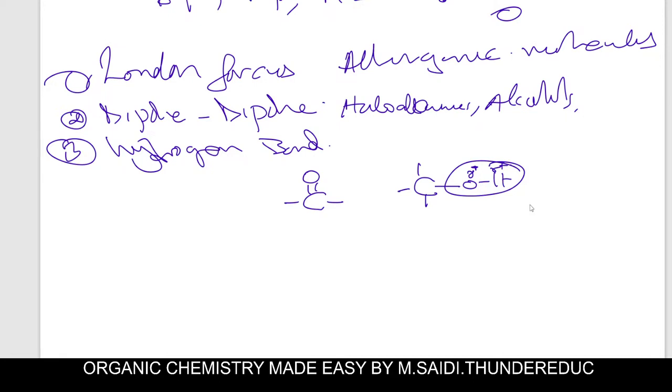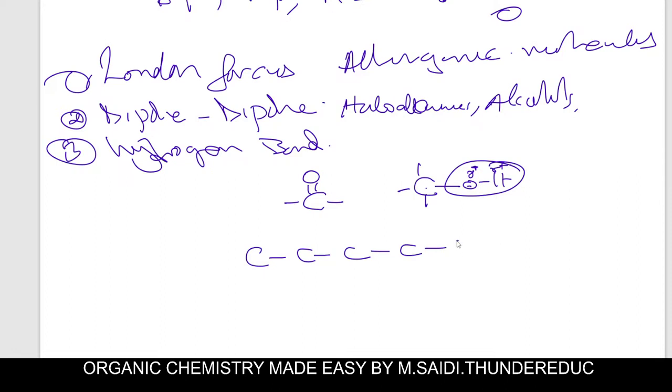Therefore, they have two kinds of bonds. Some exist here and some exist here. But because alcohols, look, I want to show you something. Why do we say that? Alcohols will have the London force, will have the dipole force, and will have the hydrogen bond.